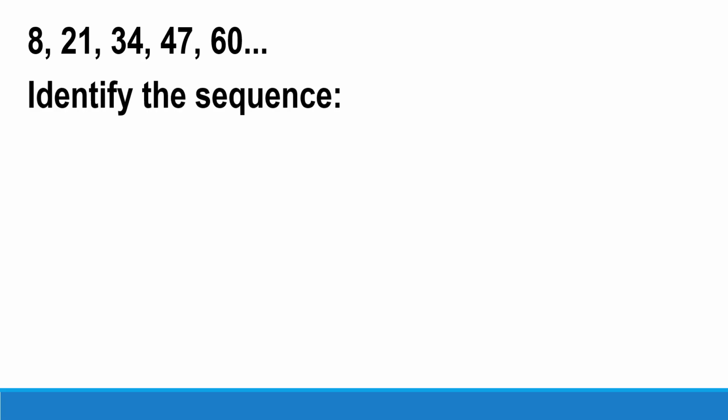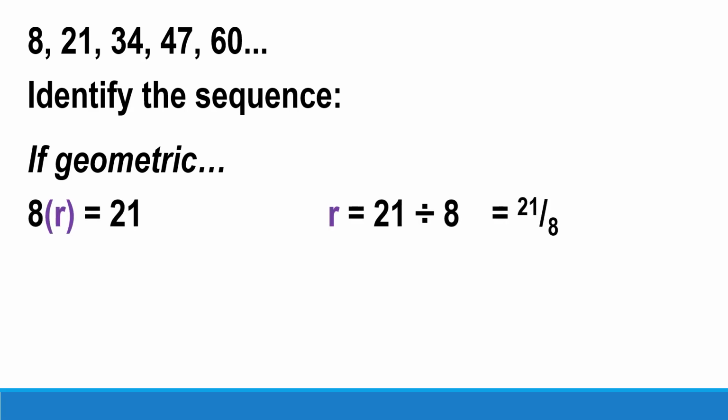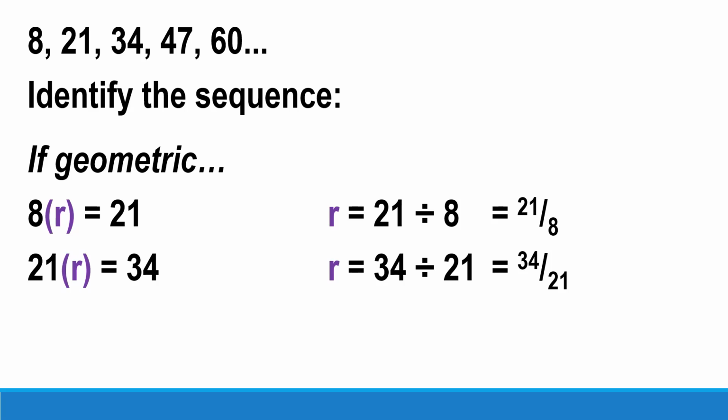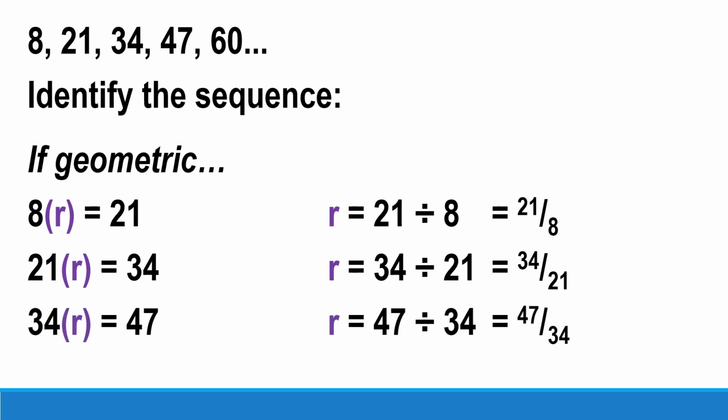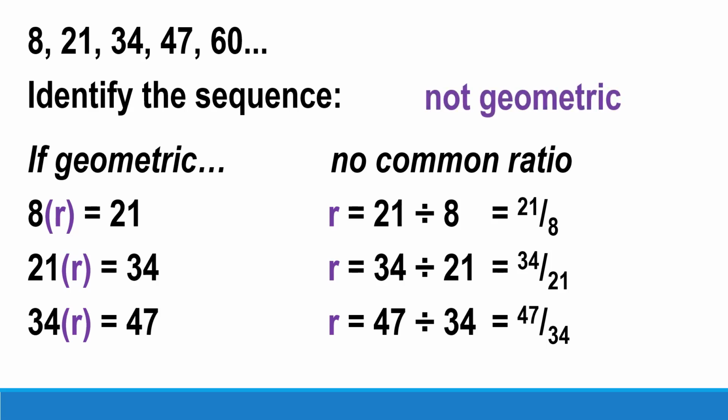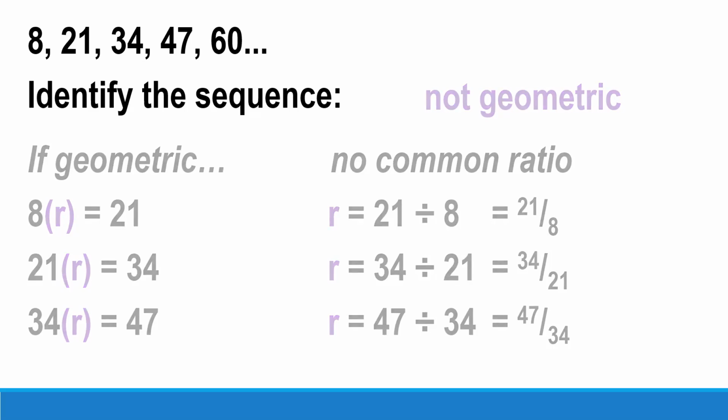With the new sequence of 8, 21, 34, 47, and 60, we should identify the type of sequence we have. If we thought it was geometric, realize that 8 times a ratio would have to equal 21. If we worked out the ratio by going 21 divided by 8, we would get 21 eighths. This is not the same ratio if we would go 21 times r equals 34. That one would generate 34 twenty-firsts as its ratio, just as 34 times r equaling 47 would produce a ratio of 47 thirty-fourths. Since there is no common ratio, this is not a geometric sequence.